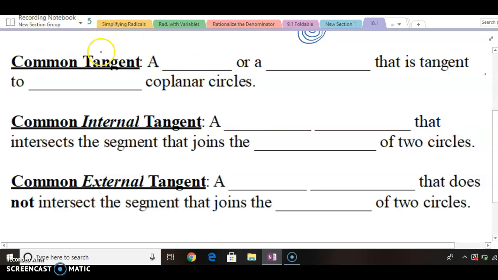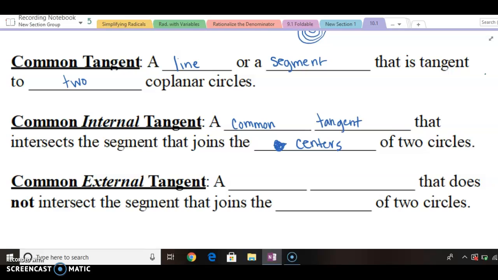All right, a common tangent now. A common tangent is a line or a segment that is tangent to two coplanar circles, okay? And we'll do some examples here to kind of show you what that is. A common internal tangent would be a common tangent that intersects the segment that joins the centers of the two circles. And once again, we'll do some examples here in a minute to kind of explain it.